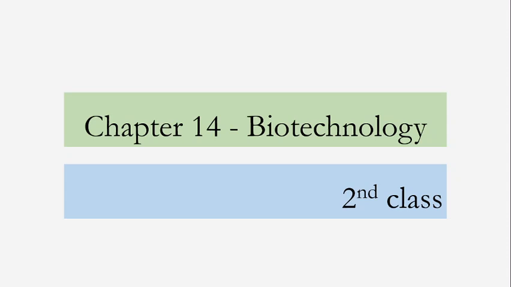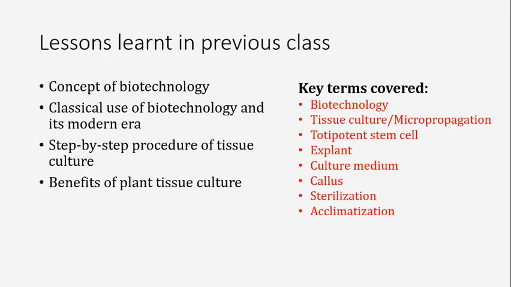Bismillahir Rahmanir Rahim. Welcome to the second class of biology of the chapter 14, Biotechnology. So, in the previous class, we have learned about some aspects of biotechnology. We have learned what is the concept of biotechnology, and we have discussed the classical era and modern era of biotechnology. And we've also learned about how plant tissue culture is performed in the laboratory and what are the practical benefits of the plant tissue culture process.